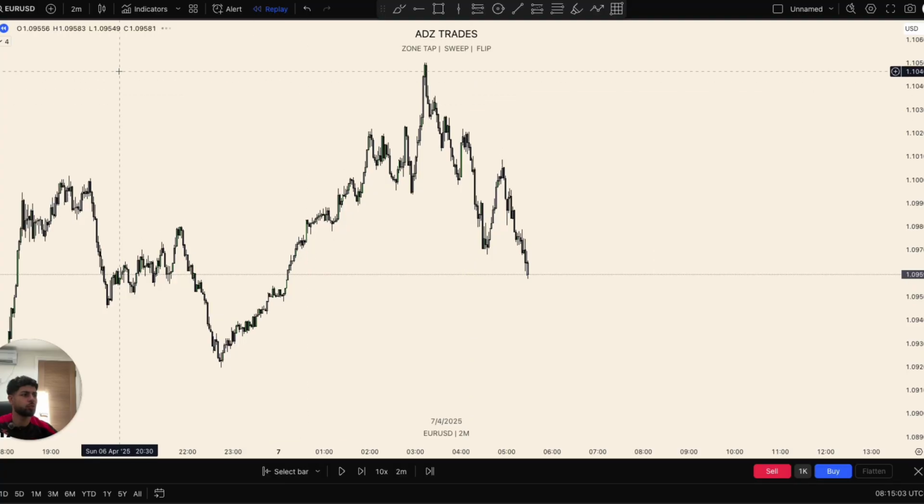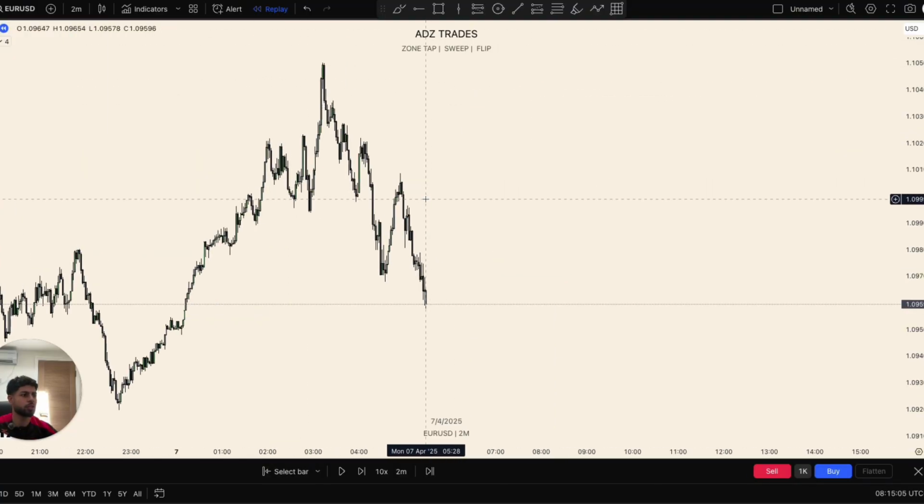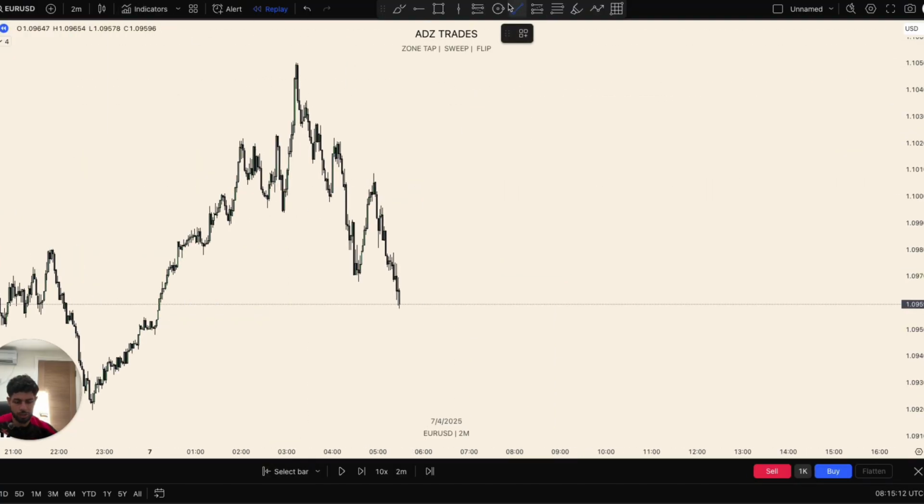We'll get into another example. We have, guess what? Another break of structure to the downside and another protected high.